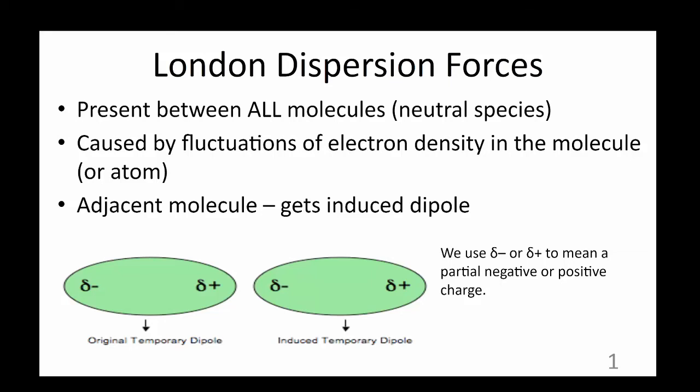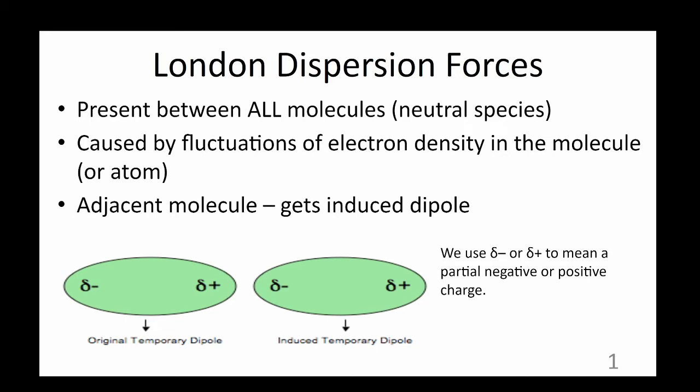One of the ways in which atoms interact is through the London dispersion forces. The London dispersion forces are present between all neutral atoms or molecules. These are caused because of fluctuations in the electron density. How do you think this happens?